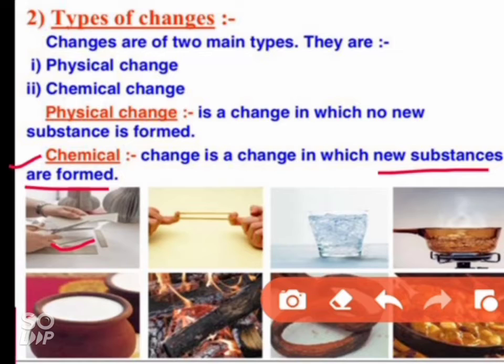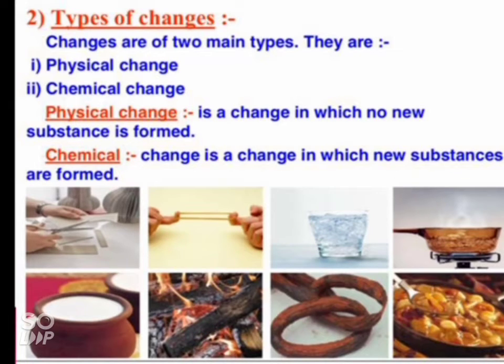Cutting paper. Cutting a paper does not result in the formation of a new substance. That's why it is a physical change. Stretching of a rubber band is also a physical change. Melting of ice is also a physical change. Evaporation of water is a physical change. Similarly, burning wood or coal, iron rusting, and the formation of food are all examples of chemical changes.